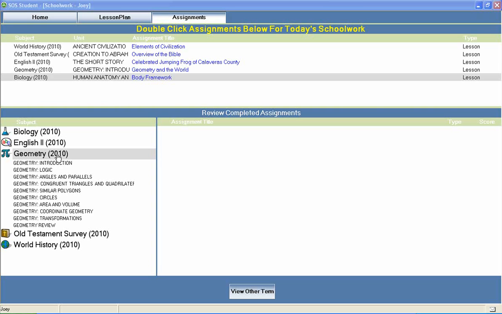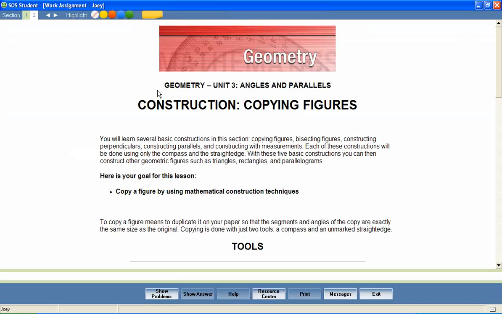Now let's take a look at a geometry lesson to see how concepts like these are covered. In a unit entitled Angles and Parallels, let's look at a lesson called Copying Figures. Most Switched On Schoolhouse lessons begin with a brief introduction and a list of objectives for the lesson.